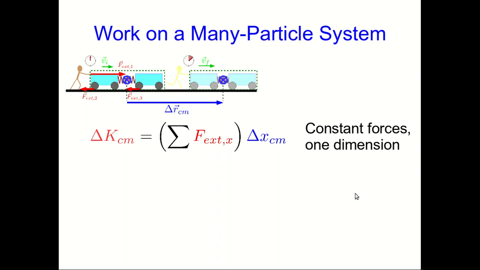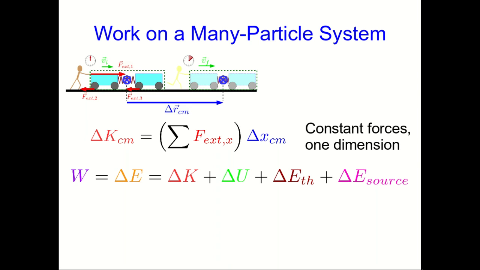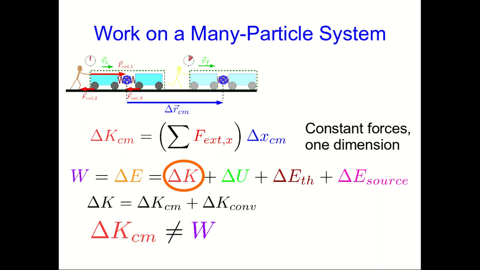But now we've actually hit a bit of a hitch. Sure, we've got an expression for the change in the kinetic energy of the center of mass, and that might be useful, but what we were actually after was the work. And the work is the change in the total energy. All we've got is one piece of the change in the kinetic energy. We don't even have the change in the convertible kinetic energy included in there. And so this change in the kinetic energy of the center of mass is not the work.